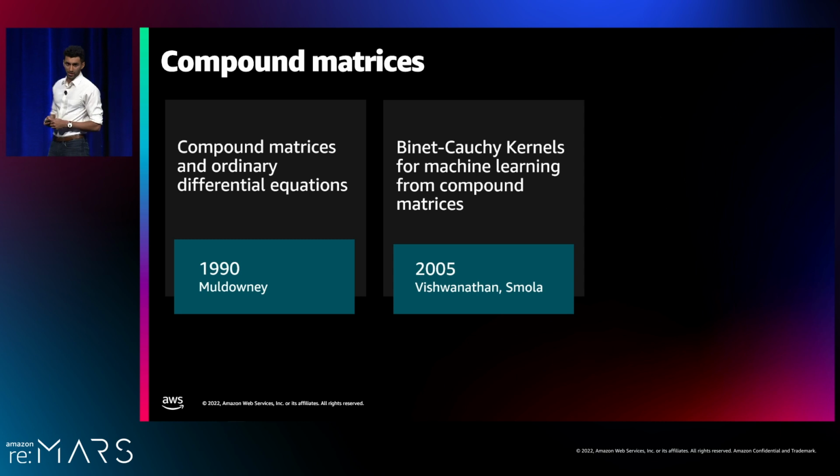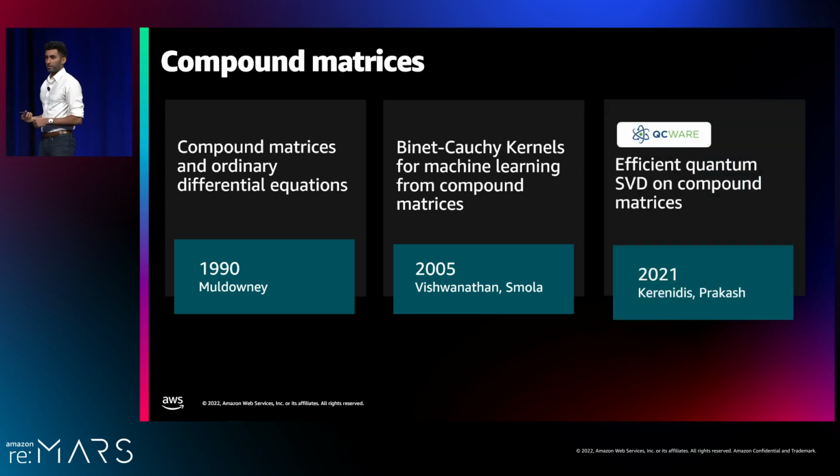Then in 2005, it was shown that it is the backbone of these Binet-Cauchy kernels for machine learning, which generalizes a lot of the kernels that we use today in machine learning. And our contribution here is that we can do efficient operations on these compound matrices, like the singular value decomposition on a quantum computer. And hopefully this will bring the compound matrix into the repertoire of a machine learning workflow.